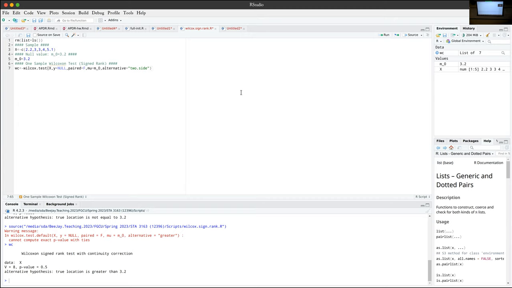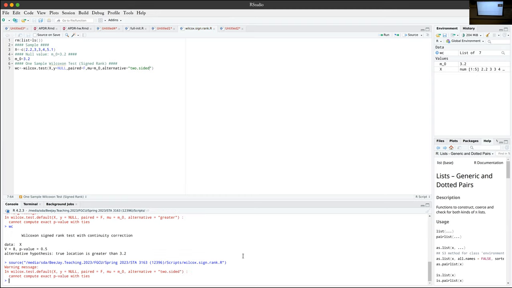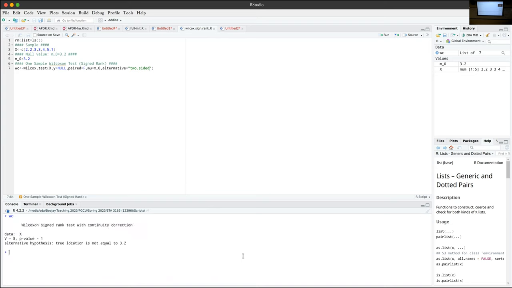So, this is what we did last time. That's very small. Source. It gives me a p-value of 1. Do keep in mind the p-value of 1 that you see is using both V plus as well as V minus. Agreed? Because it's a two-tailed test, above and below.